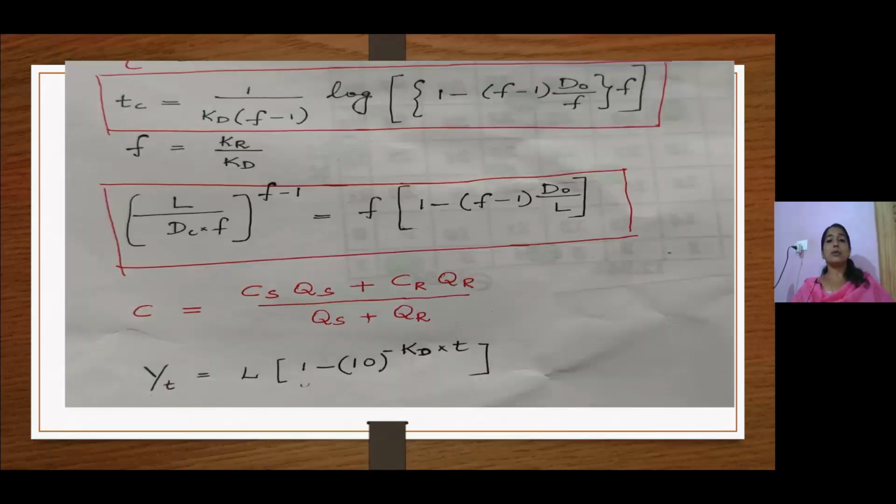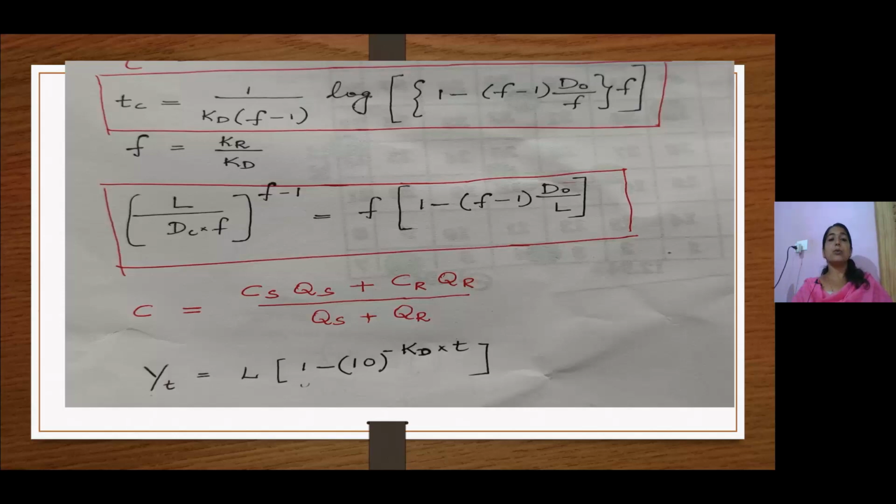Then Tc you have to calculate, that is the time required for the critical oxygen deficit. That is the maximum oxygen deficit point you have to locate. For that you have to find out the time travelled by the sewage water, that is dilution occurring during that duration of time, and at that point the maximum oxygen deficit occurs. That is the critical time.